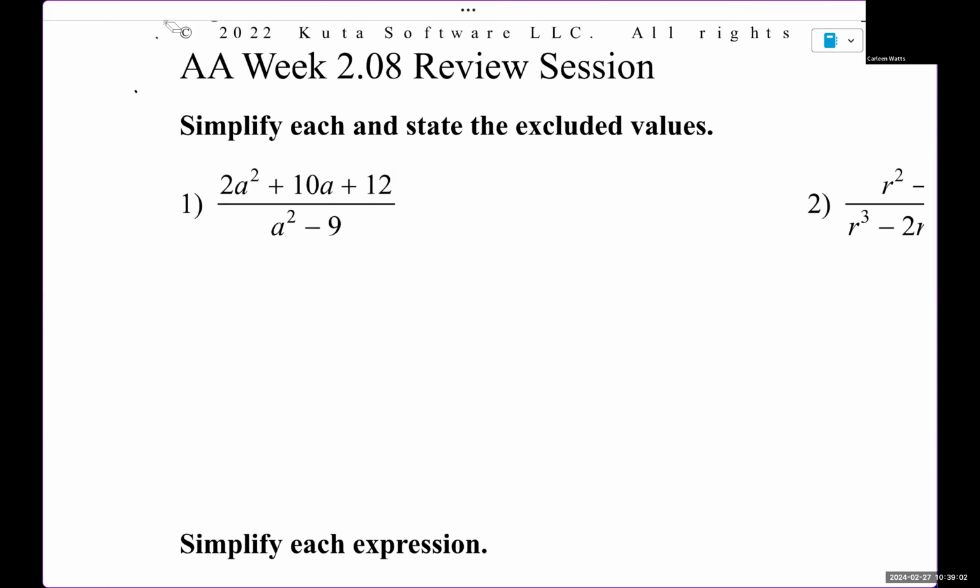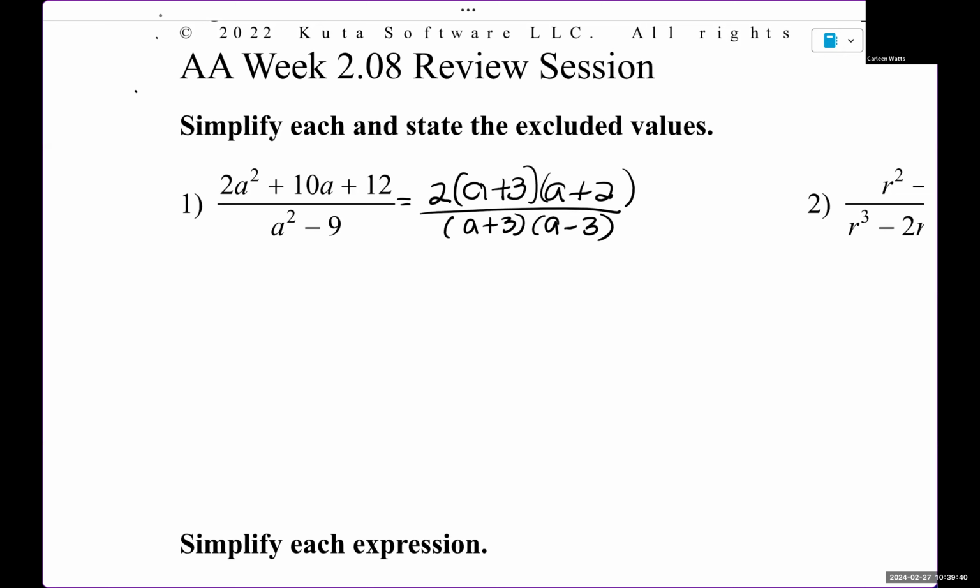Okay, so this top, I'm not going to talk about how to factor. If you want to see how to factor, stick around and we'll do it more slowly. So this factors into A plus 3 and A plus 2. The bottom, difference of 2 squares, A plus 3, A minus 3. If you're not sure how to factor, stick around. We could do it at the end.